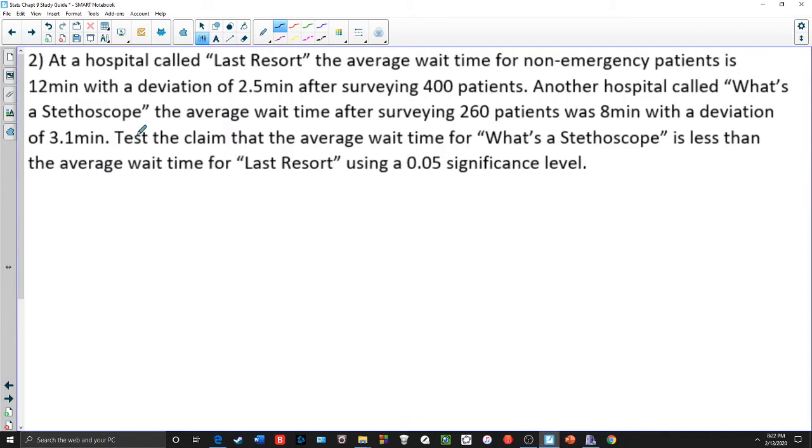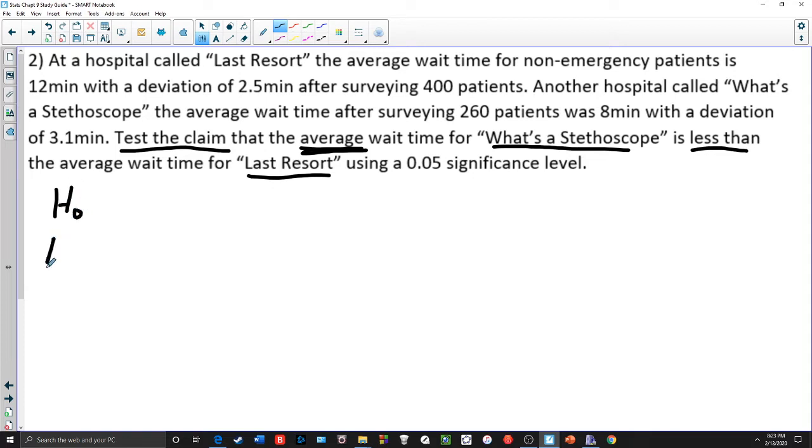So we have two hospitals here. Looks like we have the average wait time for each, the deviation, and the number of patients surveyed. Now let's jump down here to what the claim is. We're testing the claim that the average wait time for this hospital is less than the average wait time for that hospital. Okay, so let's write down our hypotheses first here.